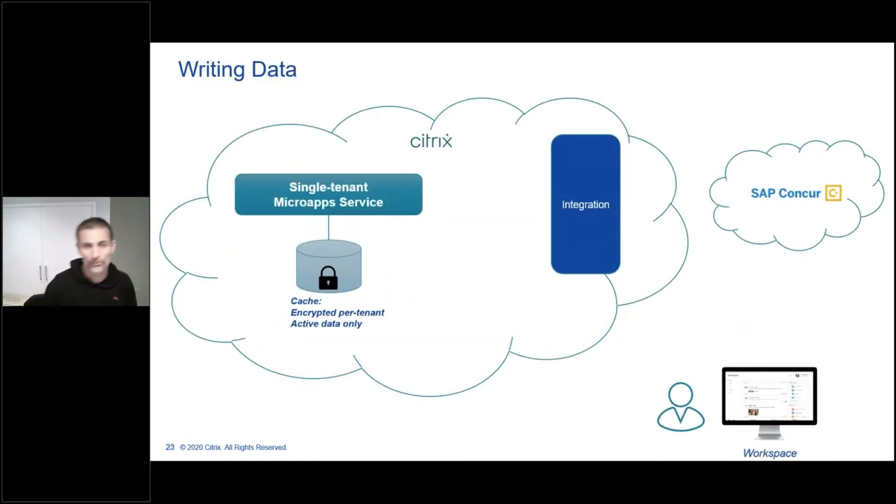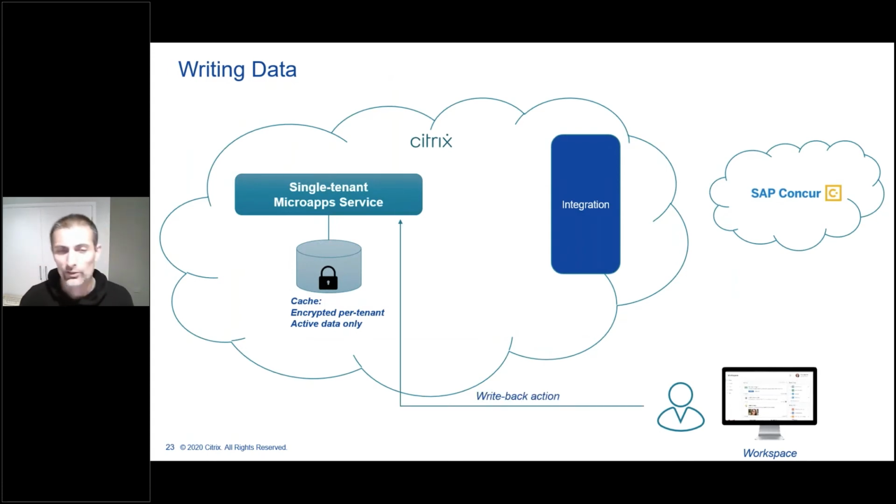Well, this is a little bit different because, again, we've got the same Citrix cloud, we've got an integration, all that good stuff. But the write back action is, of course, initiated by the user on the bottom right there. Goes to the Microapps service, Microapps service says, yep, got it. You click the button. I know what to do with that. I will push that through the integration, because remember, the integration speaks the API of the target system. Knows how to do the auth, by the way, also super important, because instead of using that service account that we talked about before, we're going to do this per user.